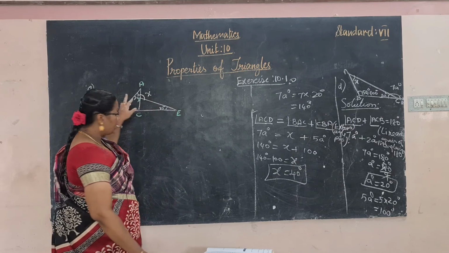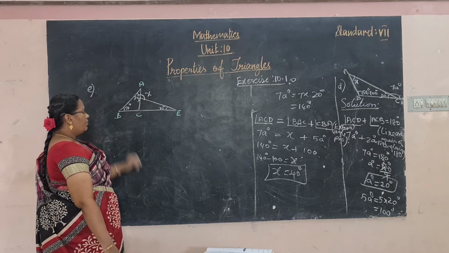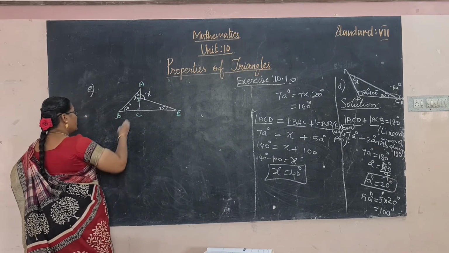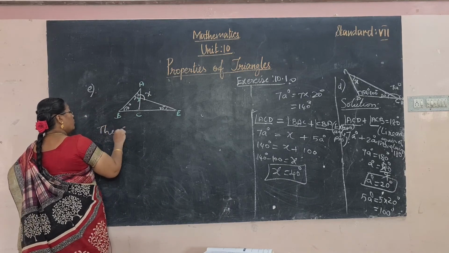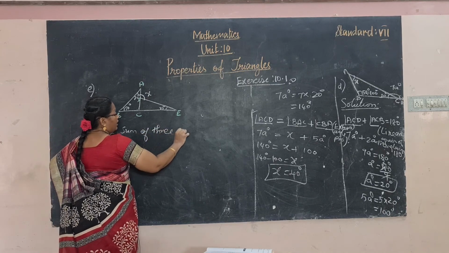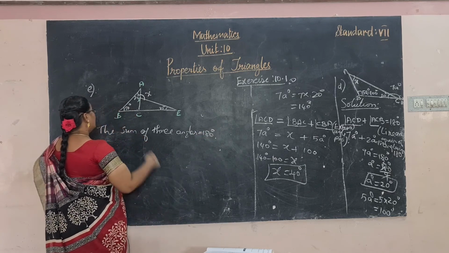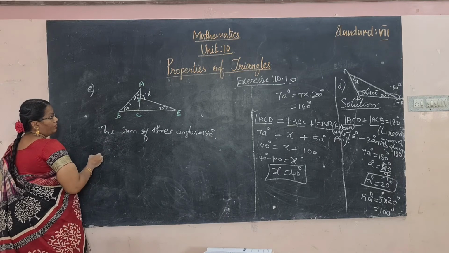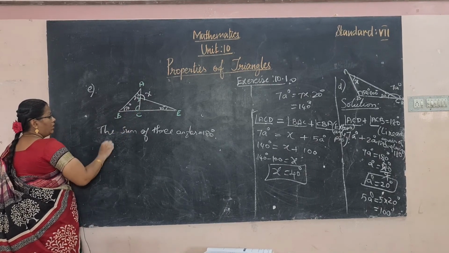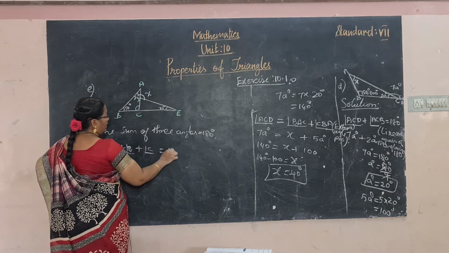So first we use the angle sum property of the triangle. The sum of the three angles is equal to 180 degree. So what are the angles here? Now we find this angle C. So angle A plus angle B plus angle C is equal to 180 degree.